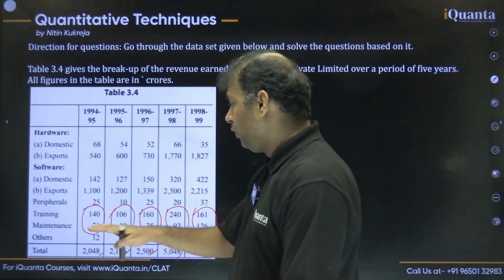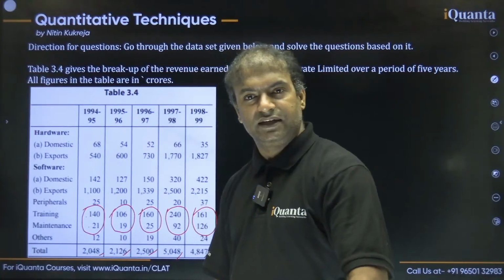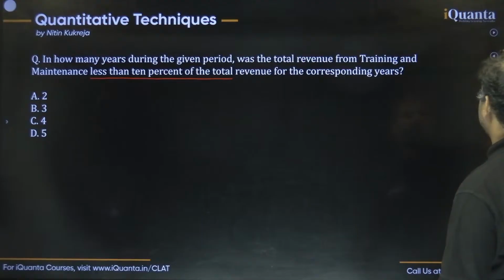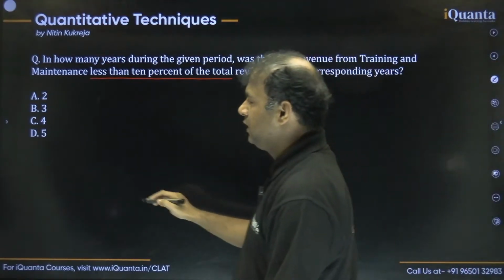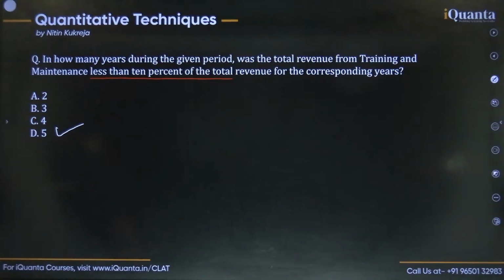So that means in all these 5 years, we can say that the revenue from training and maintenance is less than 10% of the total revenue, right? So the answer has to be all the 5 years. That means we'll say answer is option number D, right? Because this condition is being satisfied in all the 5 years. All right, simple problem. I'm sure this must be clear for you to understand, right?